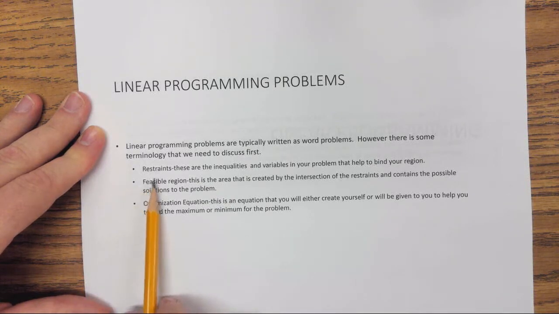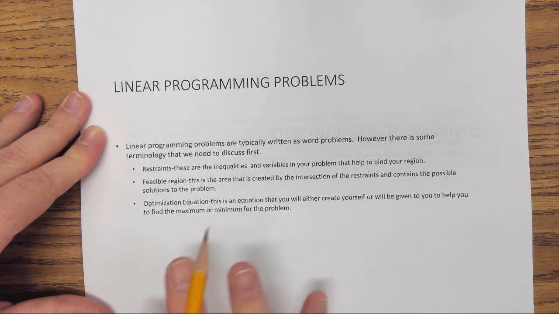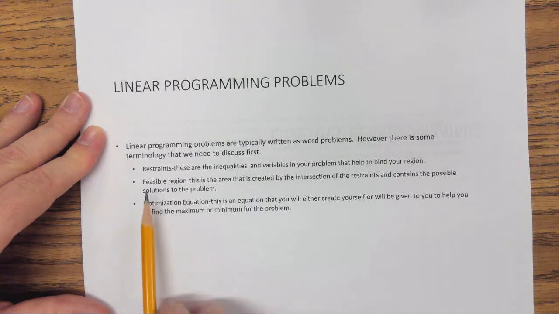After you graph the restraints, you come up with an area that's called the feasible region. That's the area that is created by the intersection of the restraints, and it contains all the possible solutions to the problem. So every point, every sale, whatever it is that you happen to be talking about is all contained within this feasible region that you should be worried about.